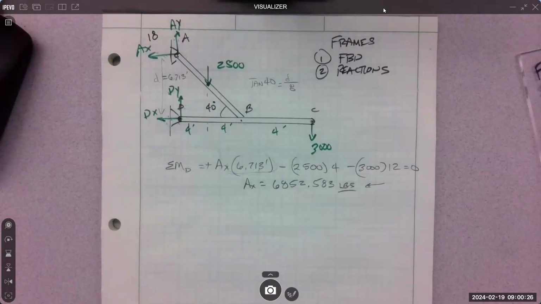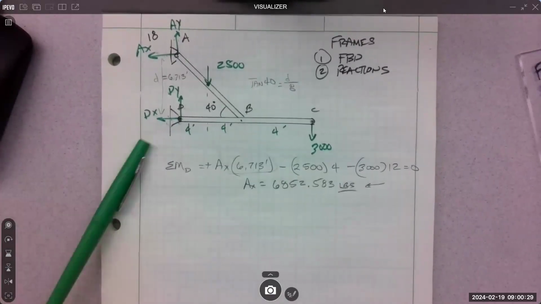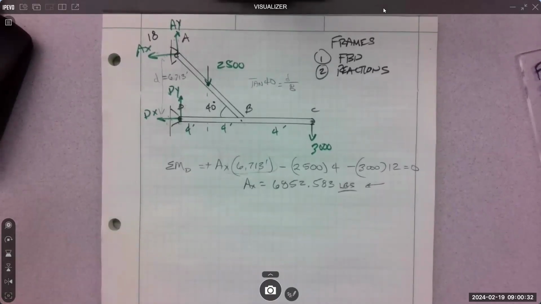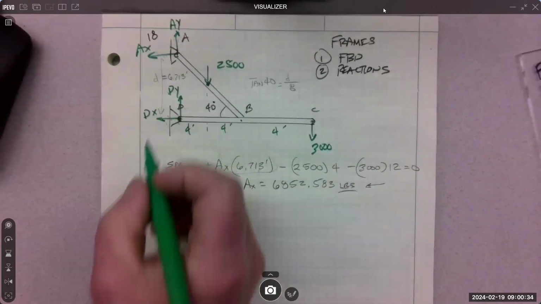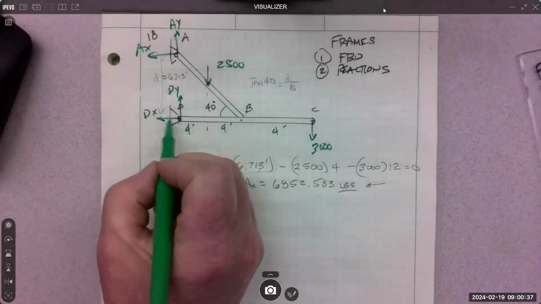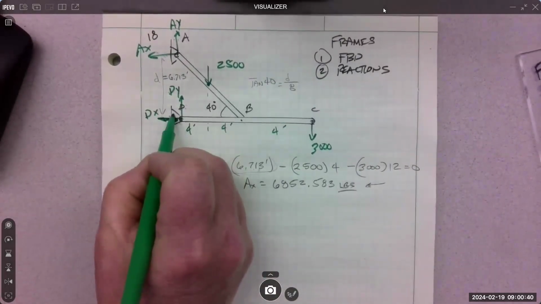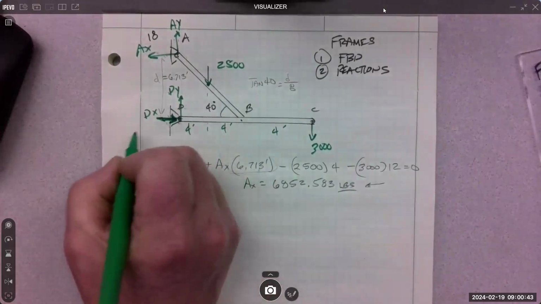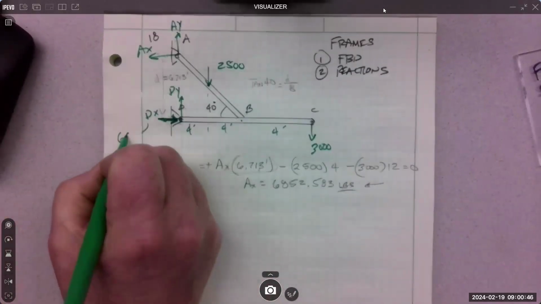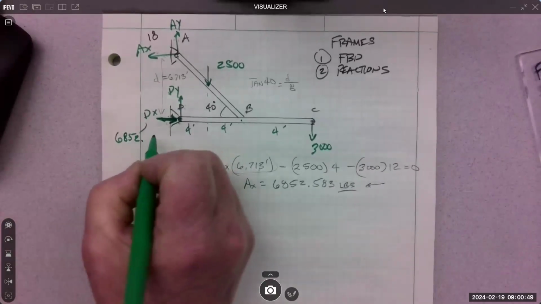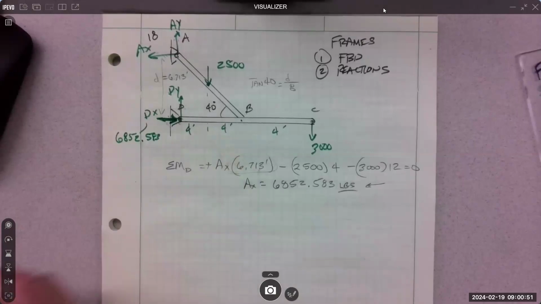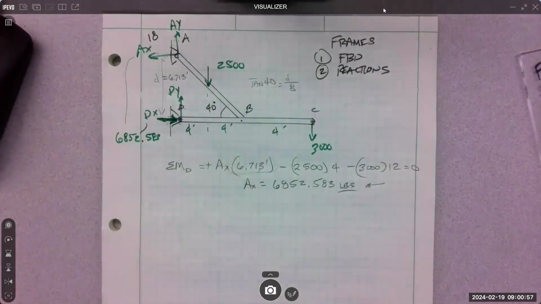What's DX got to be equal to? The only other force in the X direction is AX, yep, and it's got to point the opposite direction, correct? Got to point to the right, and it's also going to be 6852.583. So now I know AX and DX. We got two of the reactions.